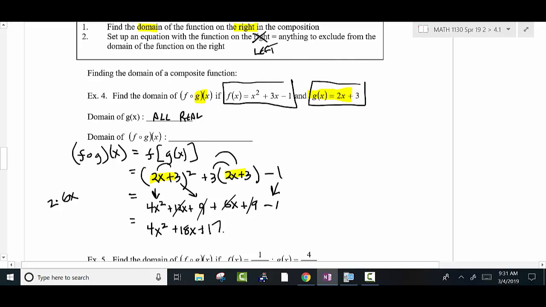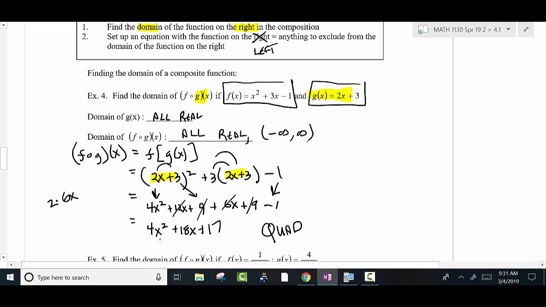Okay, what kind of function is 4x squared plus 18x plus 17? That's quadratic. And for a quadratic function, what's the domain always? It's a parabola. All real numbers, right. You can square any number and you can multiply any number by 18. So the answer is just all real numbers. If you did that in interval notation, you can just say that.